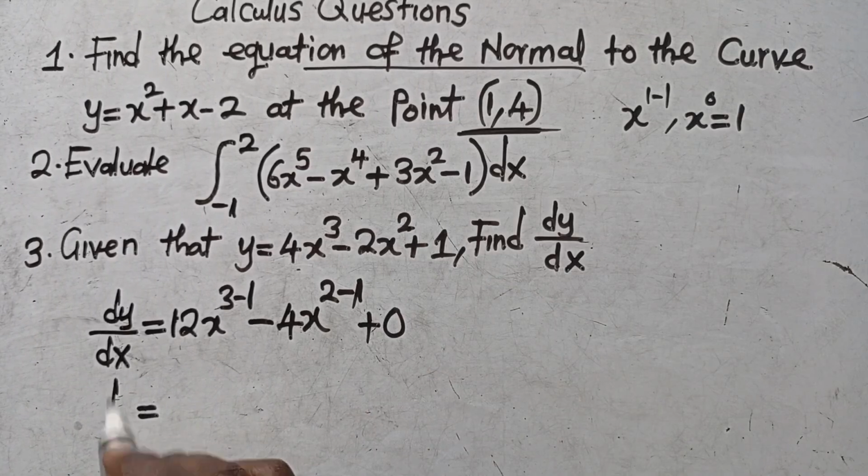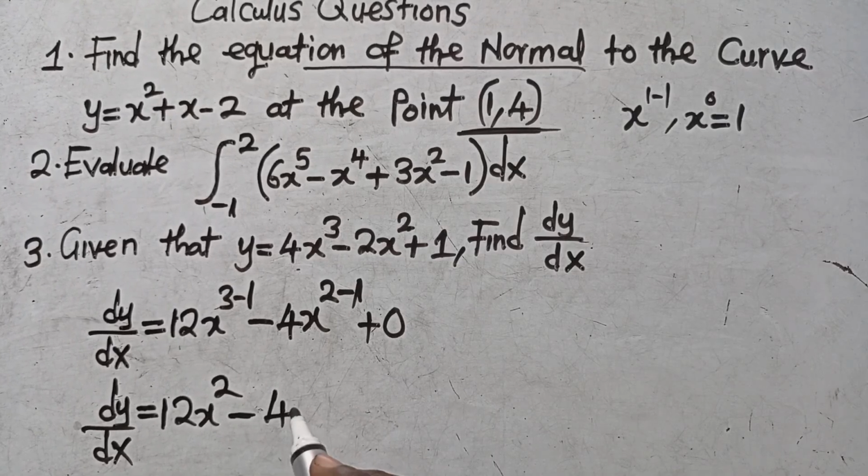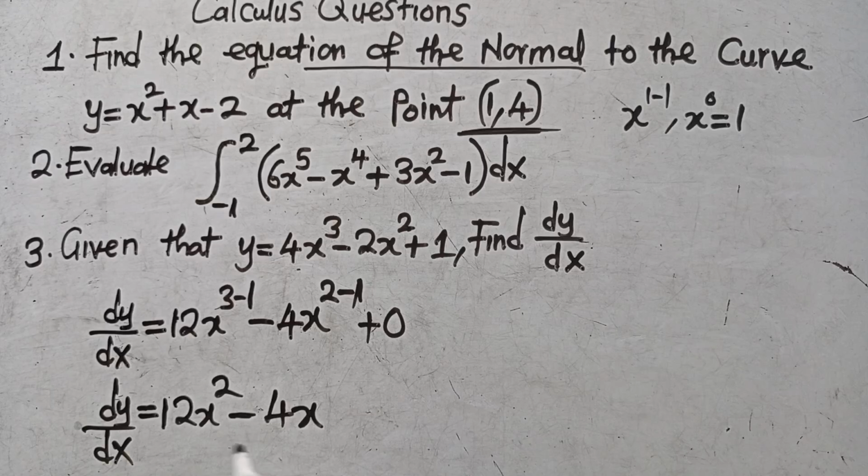Finally, the answer is equal to dy/dx. The answer is equal to what? This is 12x squared minus 4x^1. We don't show a 1. So this is the answer. So that is how you are supposed to answer that one. I guess you've seen how I've answered this. This is how you are supposed to answer it.